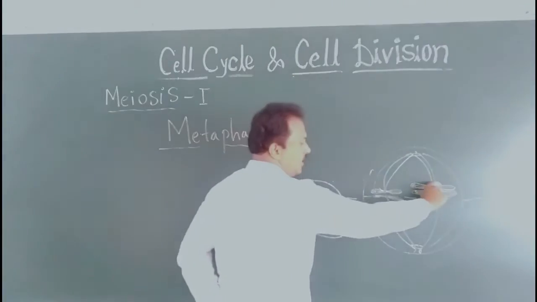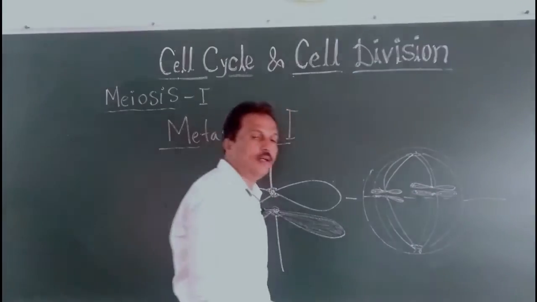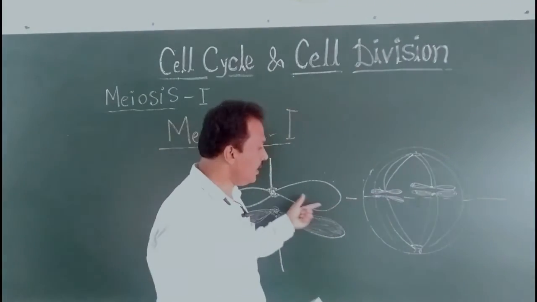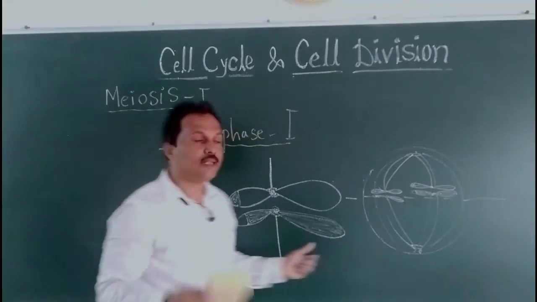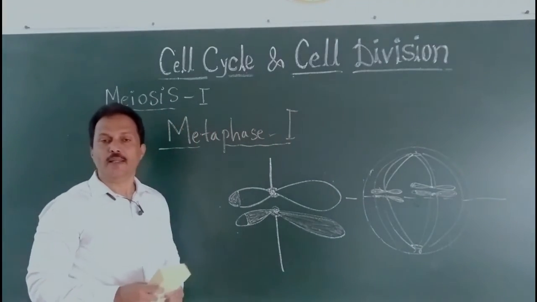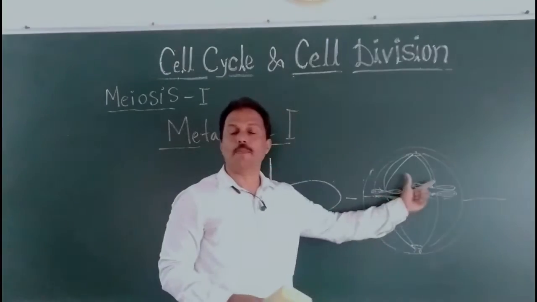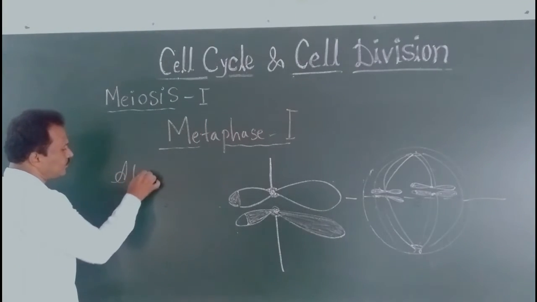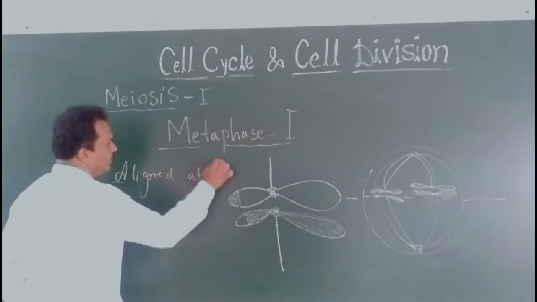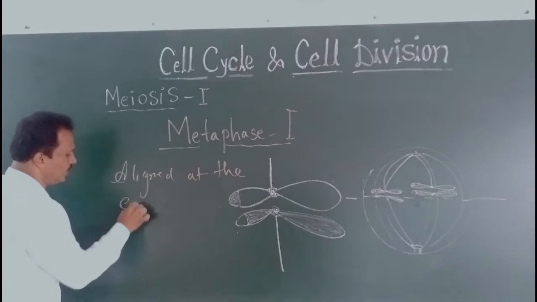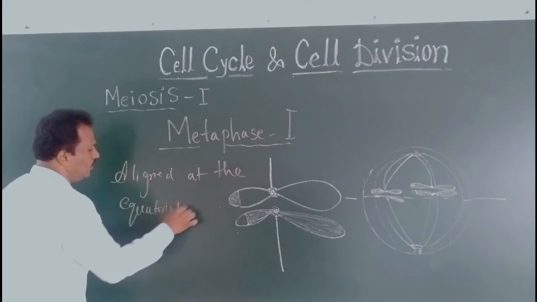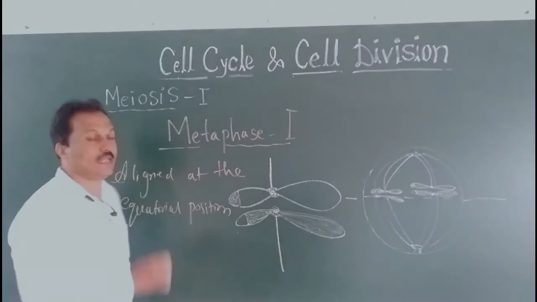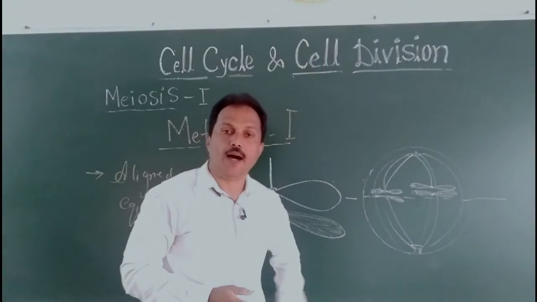This chromosome set is above, on this side of the pole. This chromosome set is near to the equator. So it is perfectly brought to the equatorial line during the metaphase. What does it mean? The homologous chromosome pairs are aligned at the equatorial position. Alignment at the equatorial position is the only important event in metaphase. How is it brought?